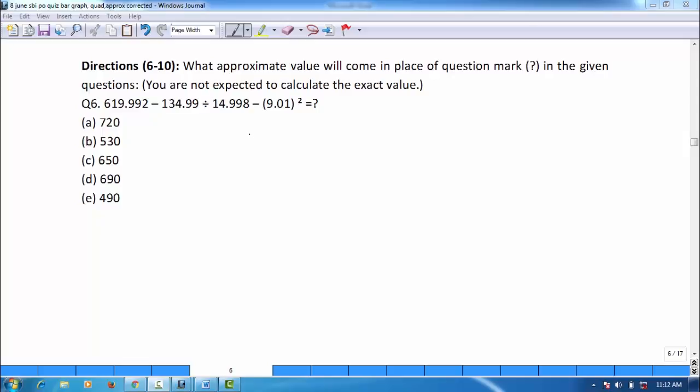So we can also write it as 620 minus 135 divided by (15 minus 9) square, and that will be approximately equal to 530. So the right answer is B.